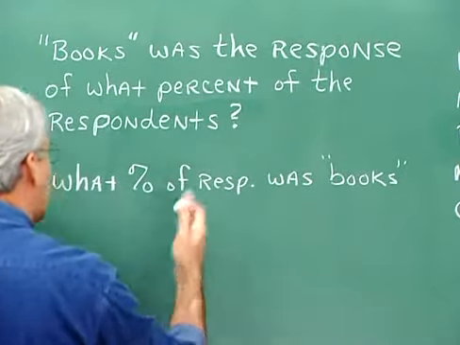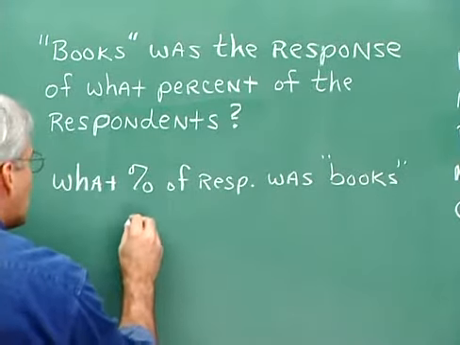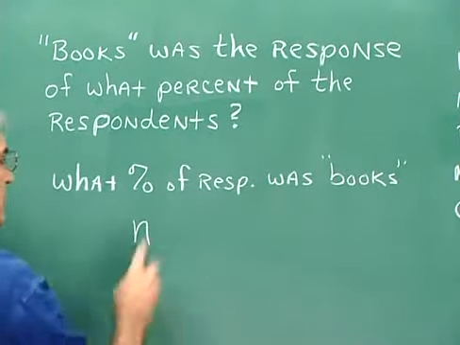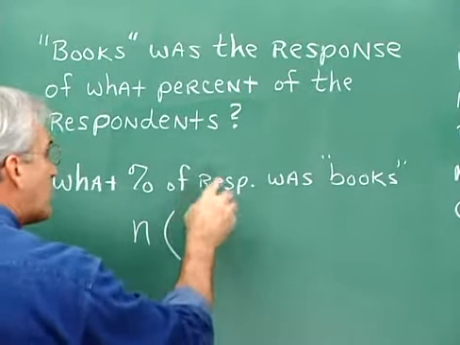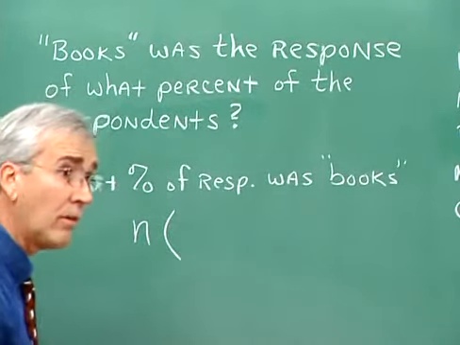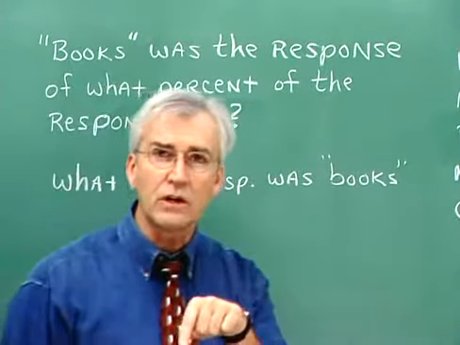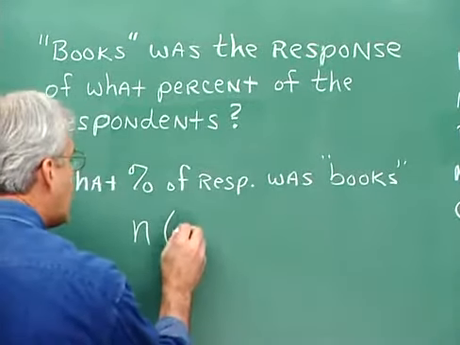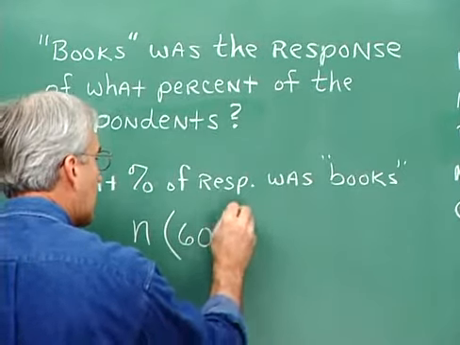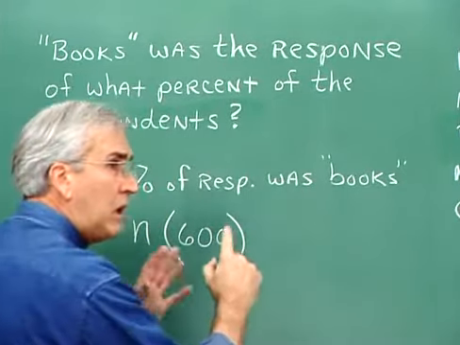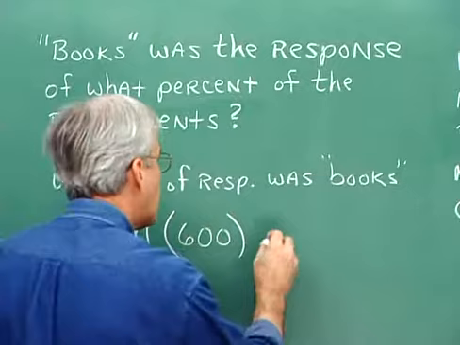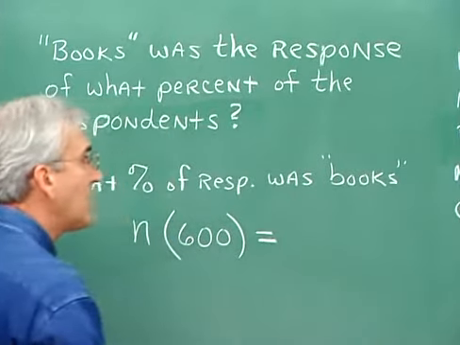So what percent? Gee, that's the unknown, so it would be something like N, or N percent. Of means times. Respondents. Well, that's the total number of respondents in the entire study. We were told that that was 600. So it's what percent of 600 was, that's a verb form, you see, and the equal sign goes in that position.